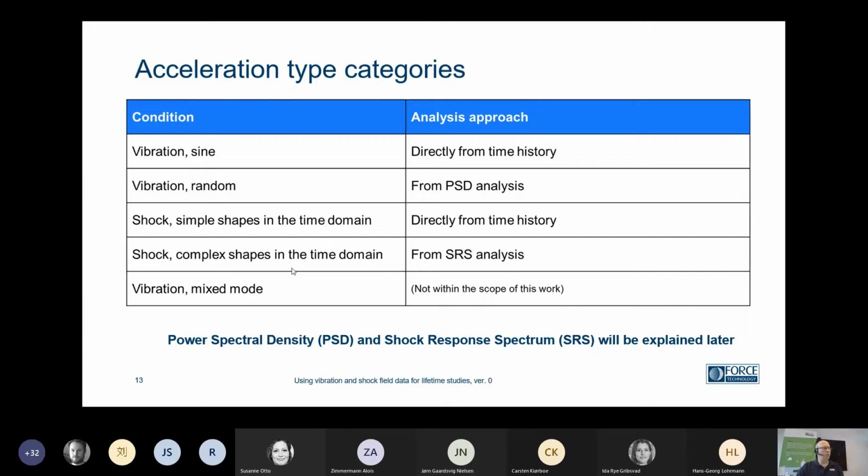Of course, there are also other kinds of vibrations. There's something we call mixed mode. That could be sine on random, that is relevant, for instance, for helicopters, or it could be random on random, that could be relevant for military tanks and stuff like that.